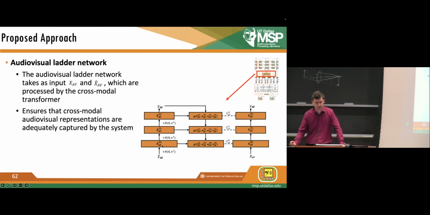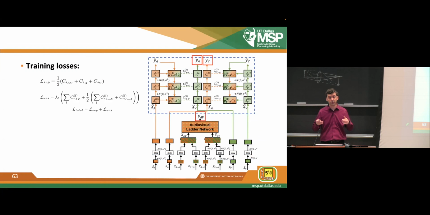And then the prediction is going to be a combination of three losses. One is the audio prediction, the video prediction, after these cross skip connections. And then the audiovisual predictions that are coming out of the audiovisual neural network. So we combine them.